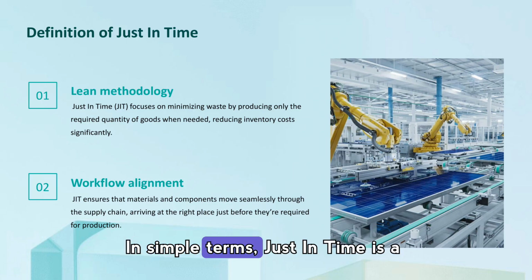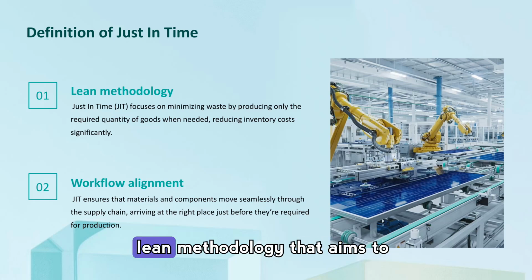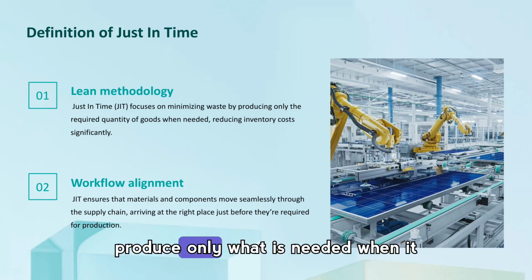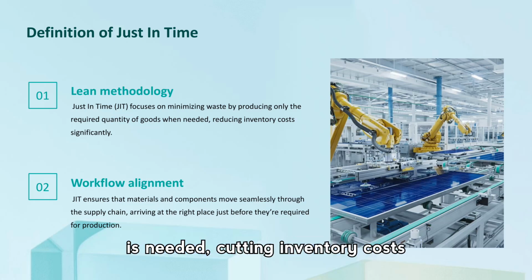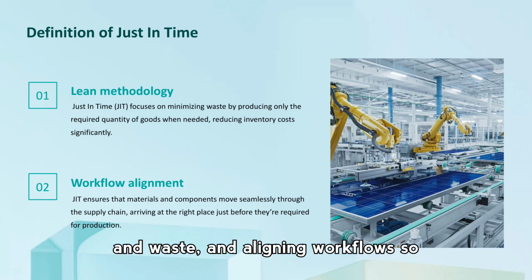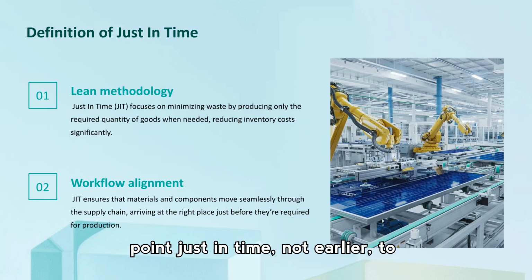In simple terms, just-in-time is a lean methodology that aims to produce only what is needed when it is needed, cutting inventory costs and waste, and aligning workflows so materials arrive at the production point just in time, not earlier, to keep processes efficient and responsive.